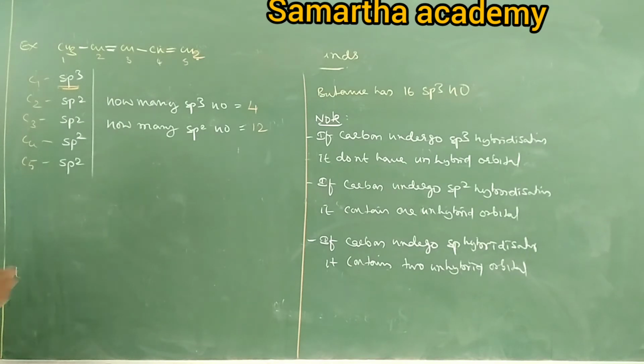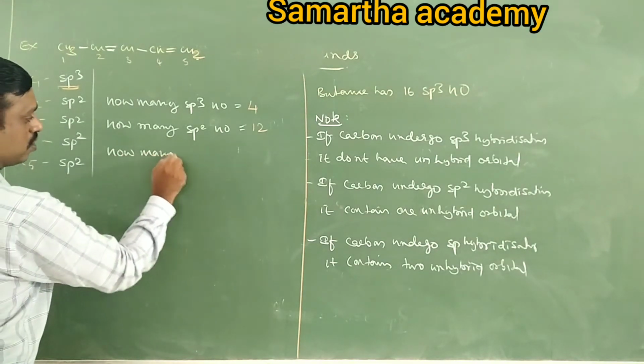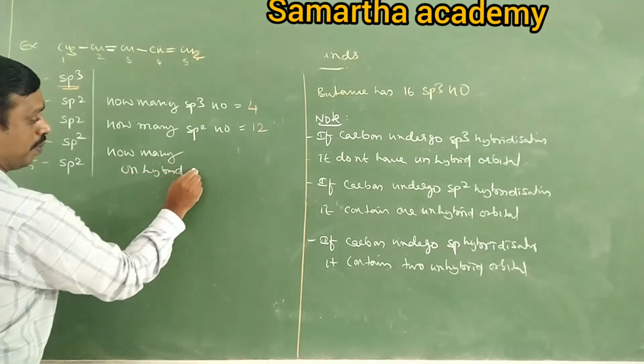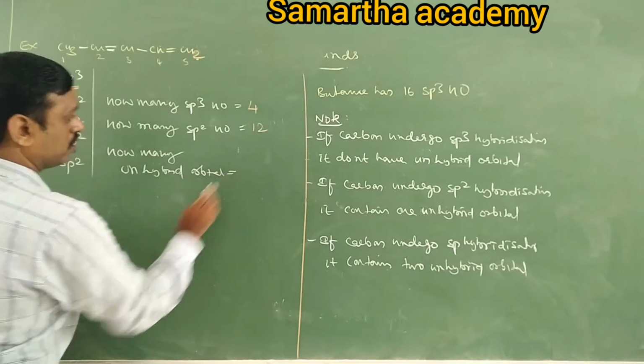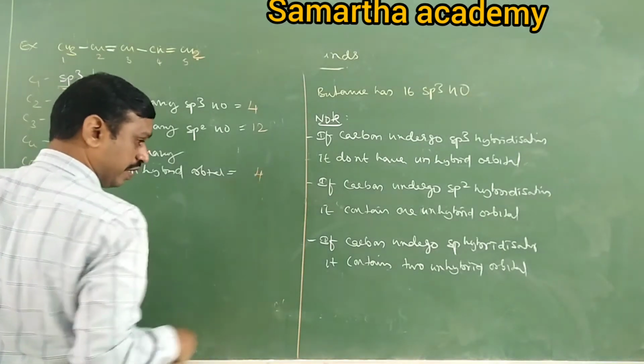Next is the unhybrid orbitals. There are 4 sp2 carbons. We know that each sp2 carbon has one unhybrid orbital. There are 4 of them, therefore 4 unhybrid orbitals.